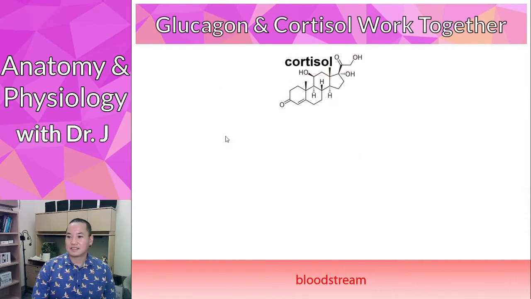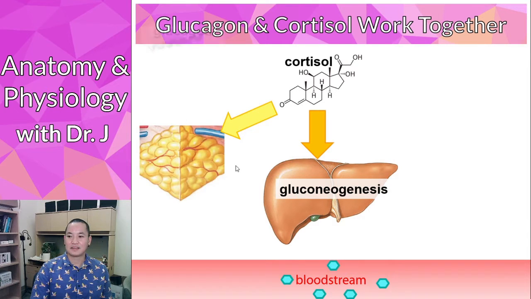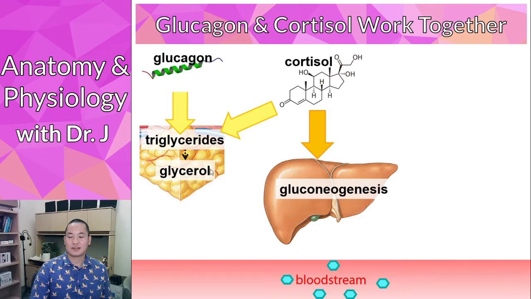So what does glucagon do? Well, we did talk about cortisol stimulating gluconeogenesis in the liver. So that's what it does. But cortisol and glucagon work together. And how does that happen? Well, glucagon and cortisol act on what we see here, this corn-like stuff. This is white adipose tissue. And it's going to stimulate the breakdown of triglycerides into another compound called glycerol.